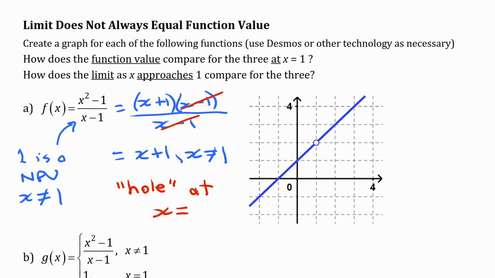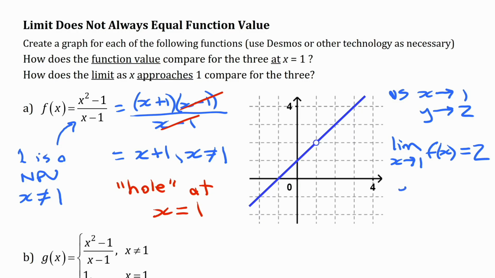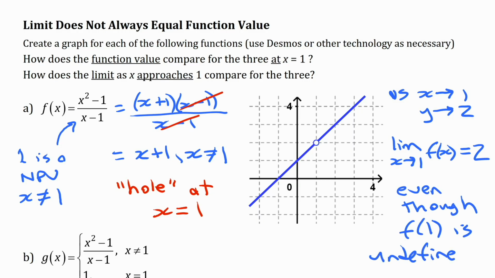But despite the hole, we can look at the behavior of the function as x gets closer from both sides to 1, the y values get closer and closer to 2. Now, using the language of limits, we say as x approaches 1, y approaches 2, with those arrows meaning approaches. Or we can write the limit as x approaches 1 of that function f of x is 2. And again, this is true even though the function value at 1 is undefined.